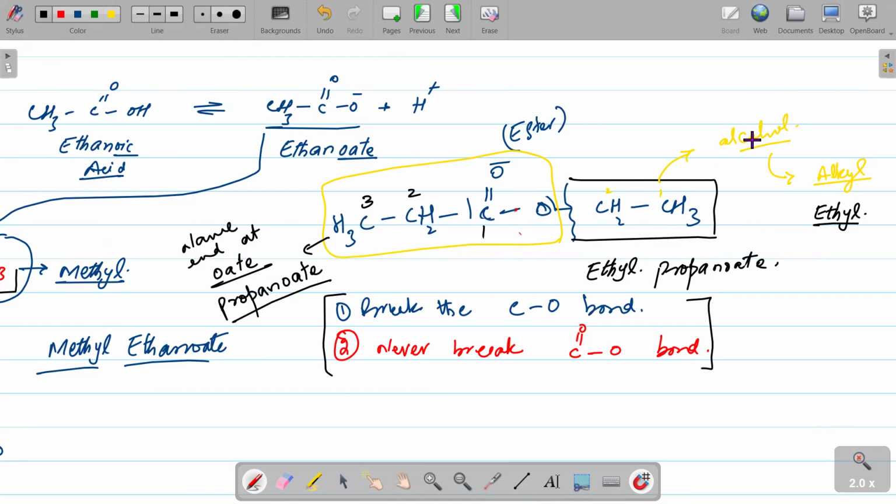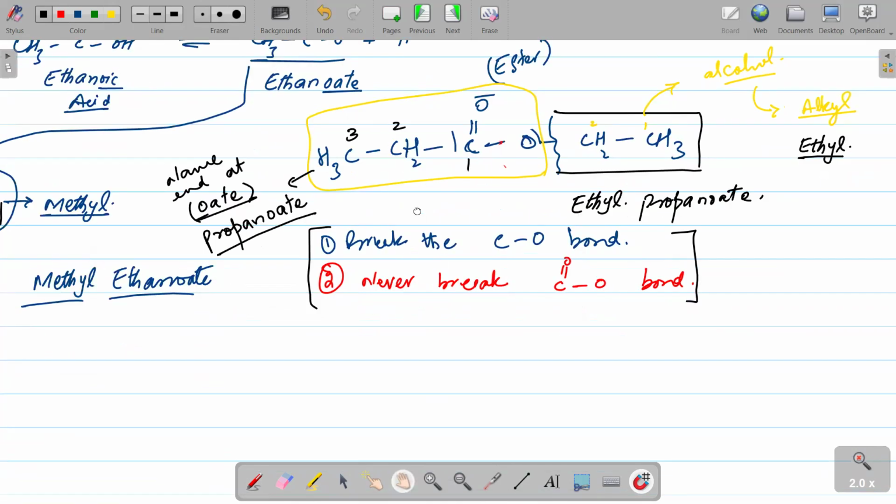So remember these two rules to identify the parts. One part, the part without oxygen atoms, came from alcohol, and its name will be like the alkyl members: ethyl, methyl, propyl. And the other part, with oxygen atoms, came from carboxylic acids, so its name will end at oate. So let's take one more example.